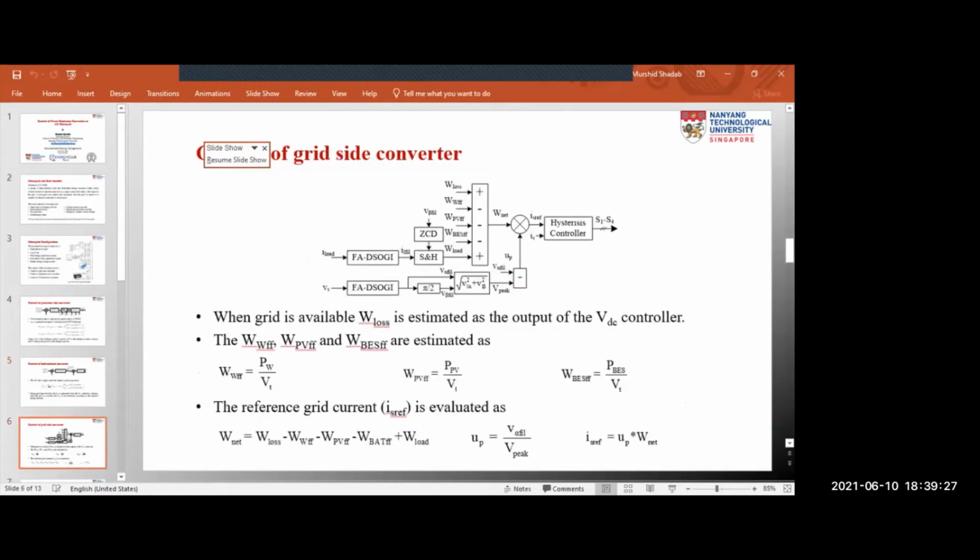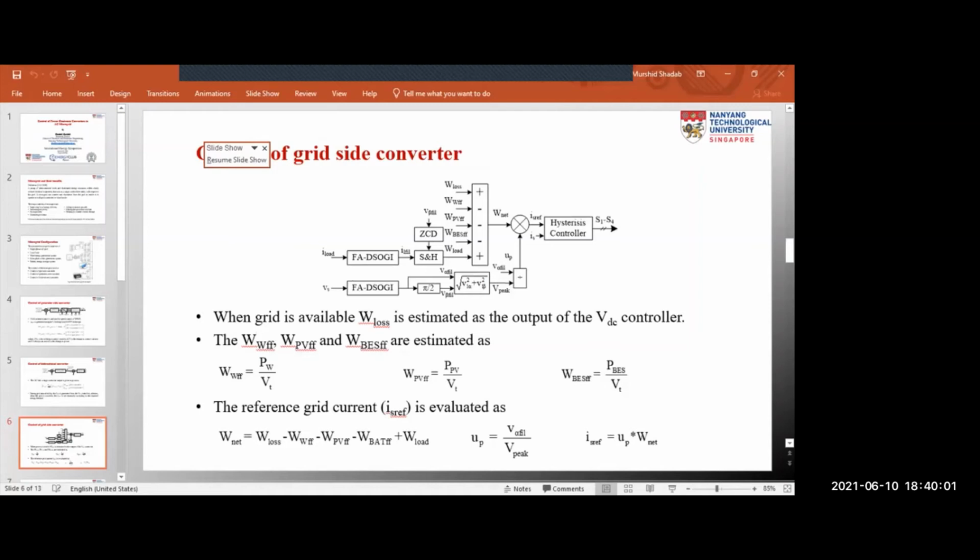Third is the control of the grid side converter. When the grid is available, only then this converter will operate. The DC link voltage controller's output is the loss component in this equation. Moreover, for accelerating the performance of this system, we introduce feed forward terms. Since there are three components, wind feed forward, PV feed forward, and battery feed forward terms are utilized in this work.